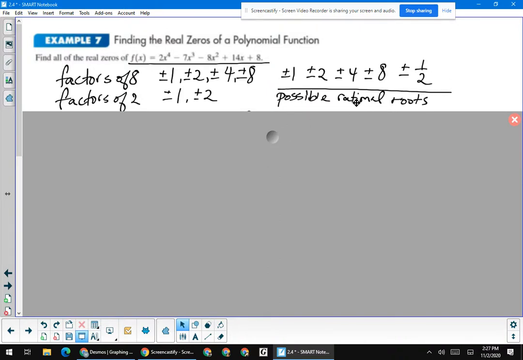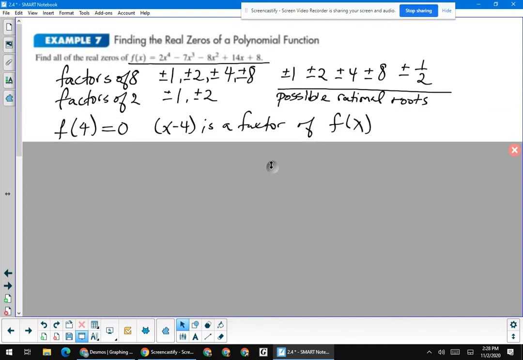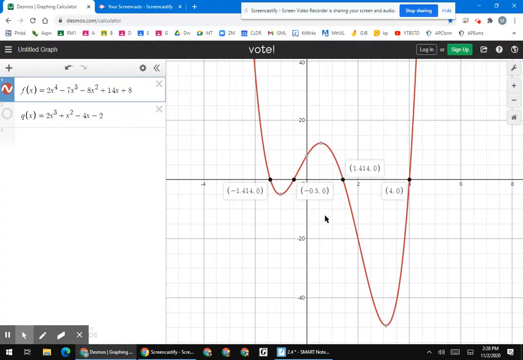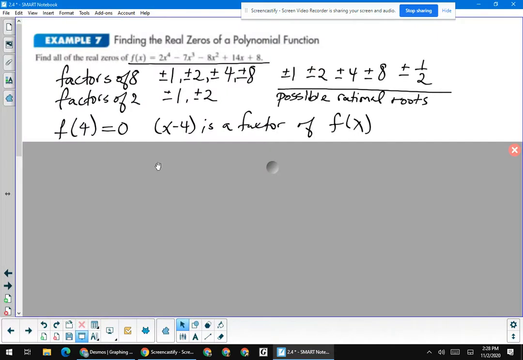But again, we already used technology. If we didn't, we'd have to take the 4 or the 1 or the 2. We'd take all of them, plug them in, or do synthetic division to see which ones get us a remainder of 0, or which ones will get us a 0 when we plug it in with the remainder theorem. Pretend that we did that all, but at the end of the day, we know f of 4 is 0. We'll start with that.